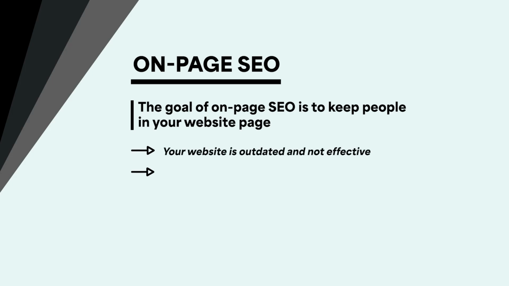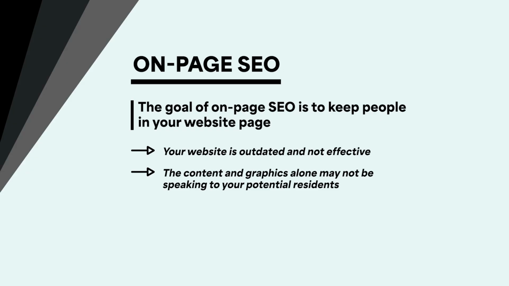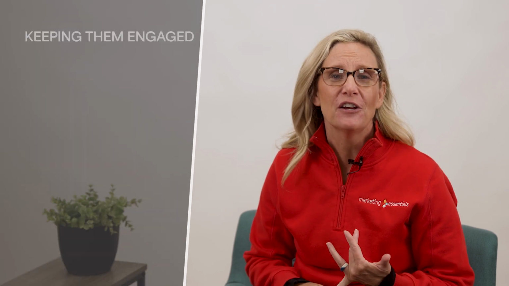The content and graphics alone may not be speaking to your potential residents. You want to keep the content fresh and up to date on the page. On page is simply what it says. It is the information on your website. It is how the words on the page are used to help with ranking. How do we keep people on the page and engaging with our content? You can use videos, chatbots, blogs, strong calls to action. Education and engaging content will help them solve their problems.